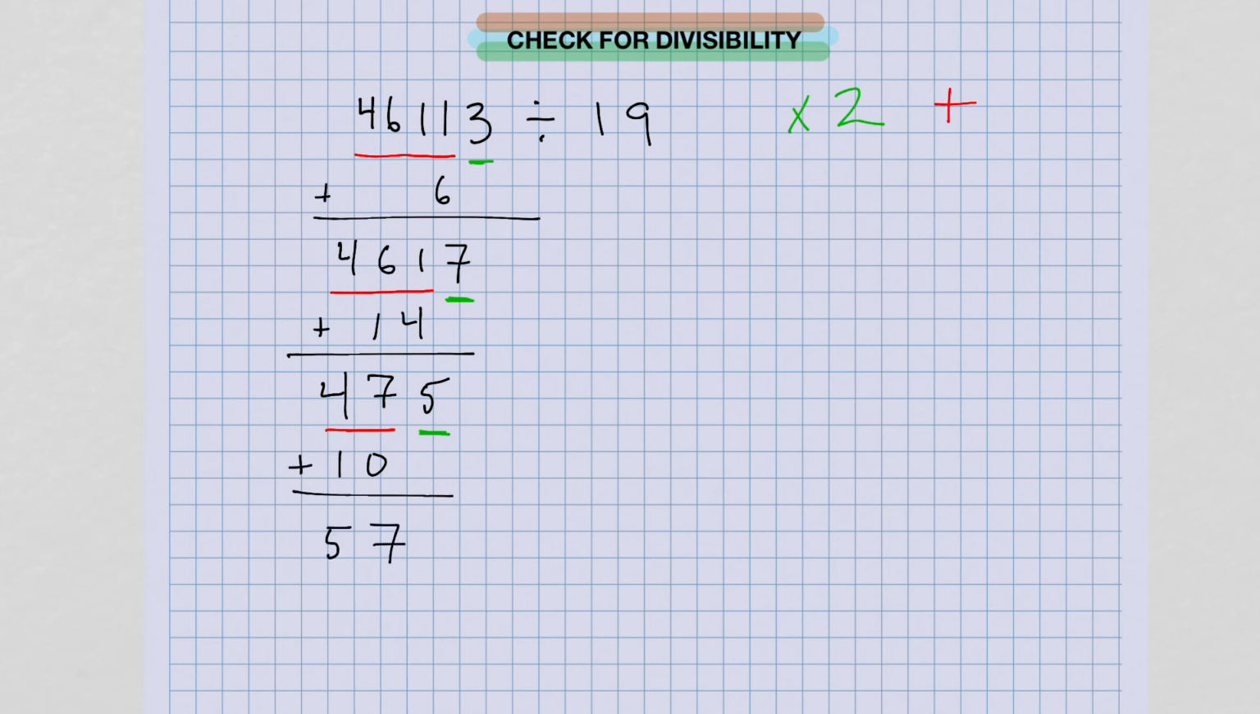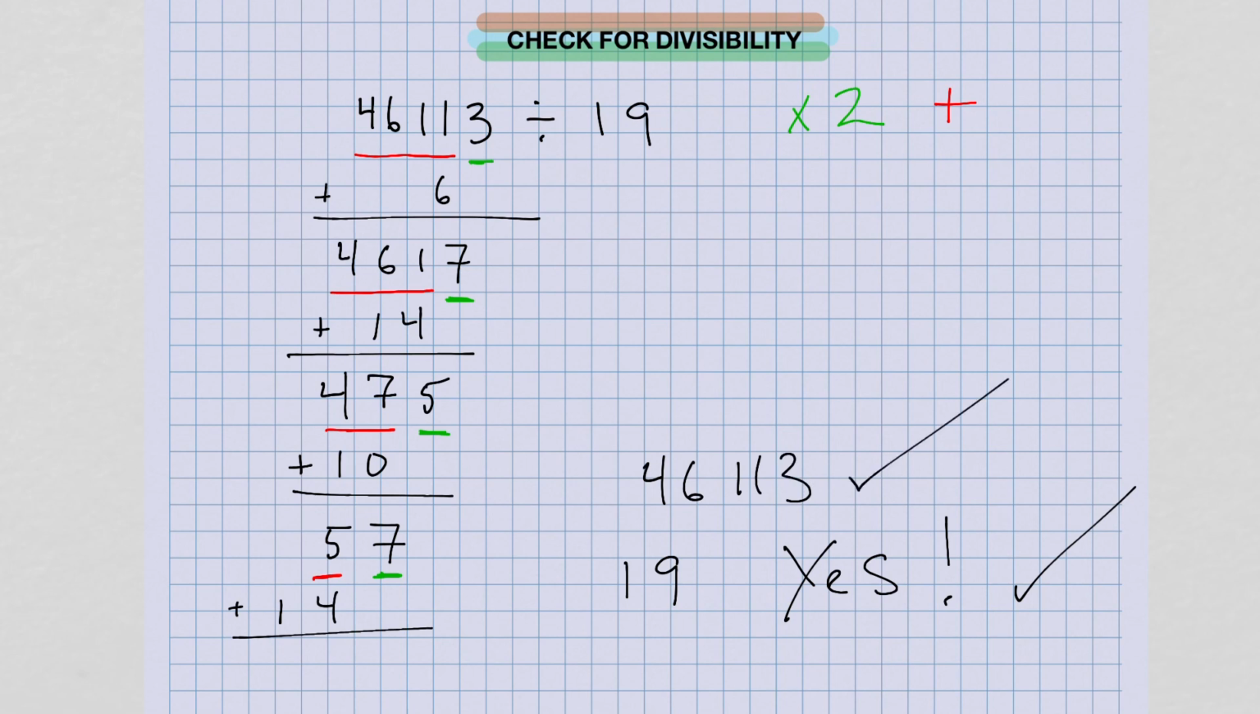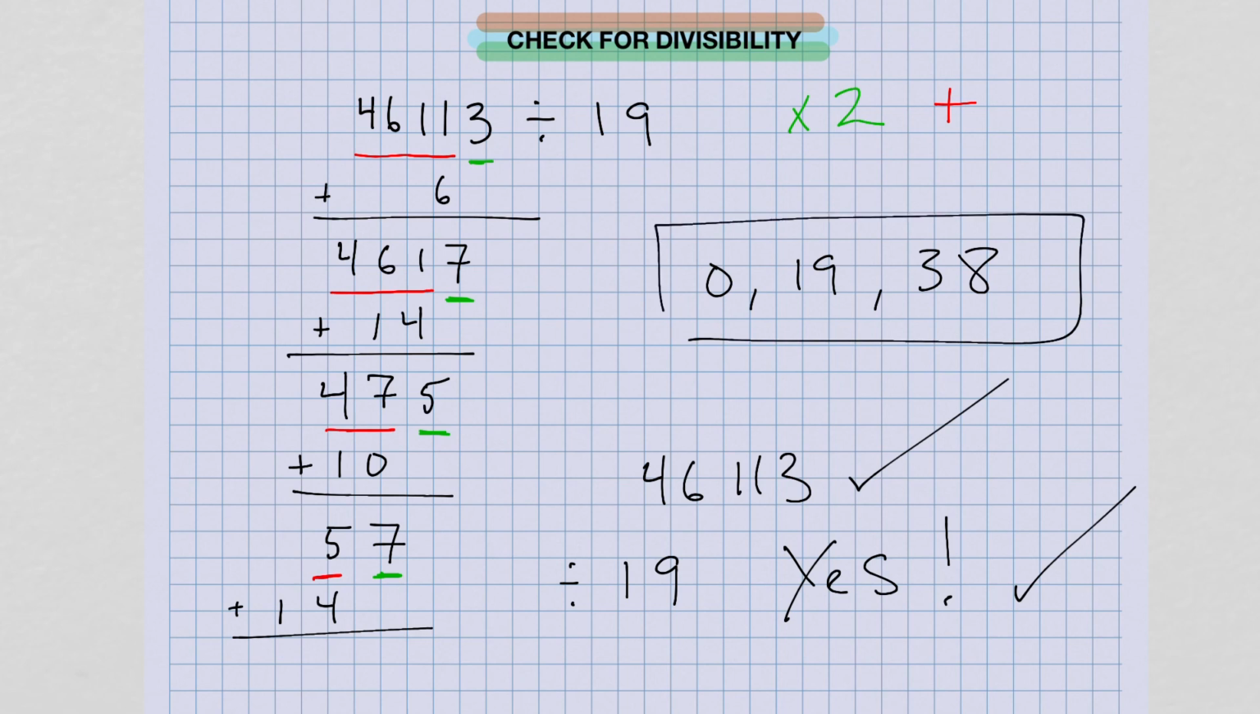Let's see if we can do this one more time. Let's take this last digit, multiply it by 2, add to the remaining digits. So 7 times 2 gives us 14. So we're going to add 14 here. And what do we get? 5 and 14 give us 19. So we're going to say yes, the original number is divisible by 19. So remember, if we get a 0 or a 19 or any multiple of 19, then the answer is going to be yes.